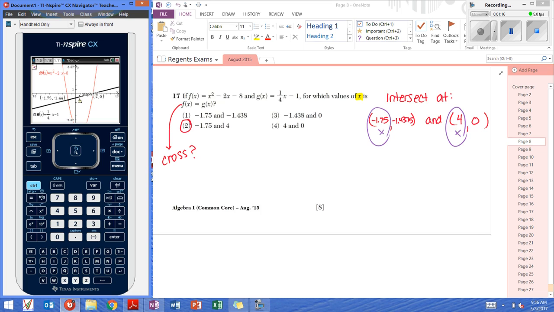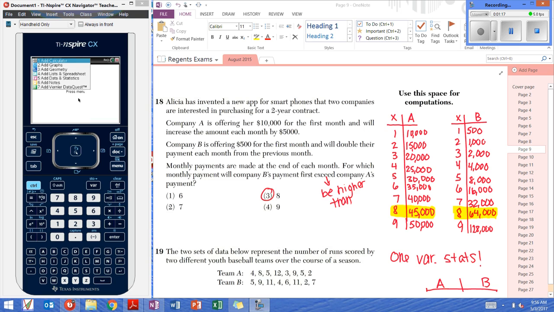Answer choice 2. So 18, there was a lot of reading in this one and a lot of interpretation. I think the easiest way to answer this question was to create tables of values. You could have also created equations, two different equations for A and B, but I think that the tables were a much more efficient option, and it was a lot easier to see.